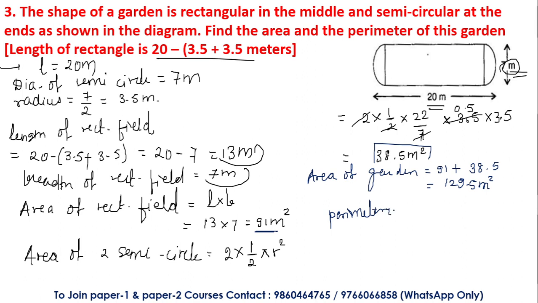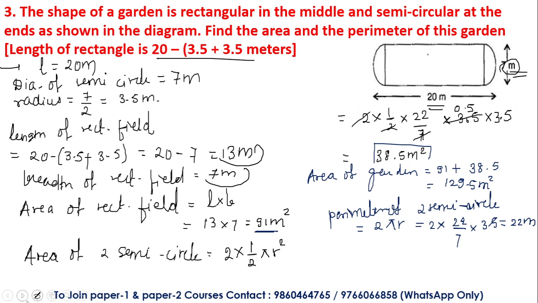Okay. Now the perimeter is the perimeter of two semicircles. Now write down the formula. If you don't know, the perimeter of two semicircles will be equal to 2 pi r. So this will give me 2 into 22 by 7 into the value of r, which is 3.5. So this is equal to 22 meters. Now I got the perimeter of the two semicircles.